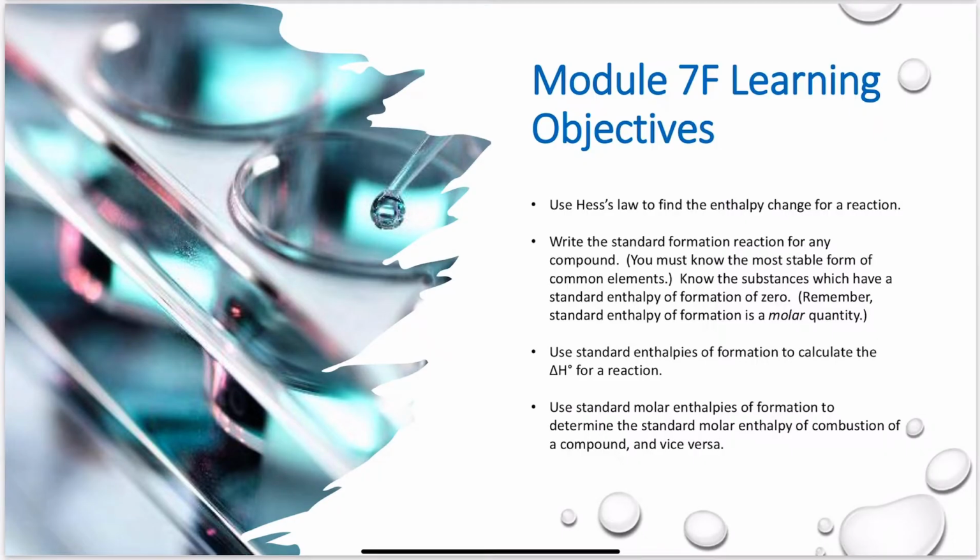We also are going to work on writing standard formation reactions for any compound. You must know the most stable form of common elements. Know the substances which have a standard enthalpy of formation of 0. Remember, standard enthalpy of formation is a molar quantity. Use standard enthalpies of formation to calculate the delta H for a reaction, and use standard molar enthalpies of formation to determine the standard molar enthalpy of combustion of a compound, and vice versa.